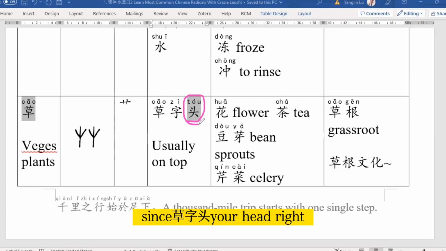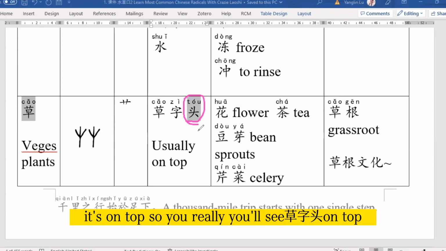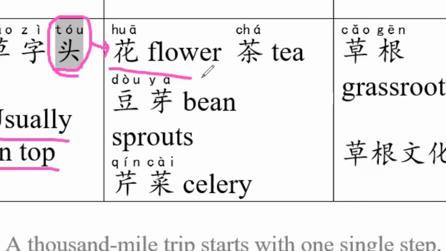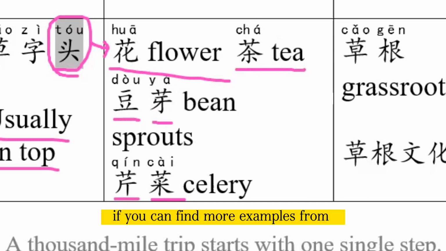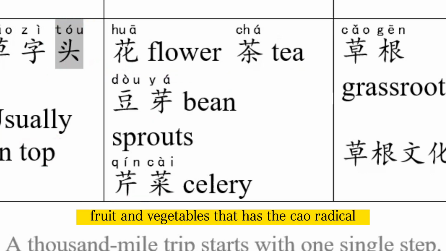Since 草字头, like your head, right? It's on top. So usually you'll see 草字头 on top. 花, 茶, 豆芽, 芹菜, 芹菜. See if you can find more examples from fruit and vegetables that have the 草 radical.